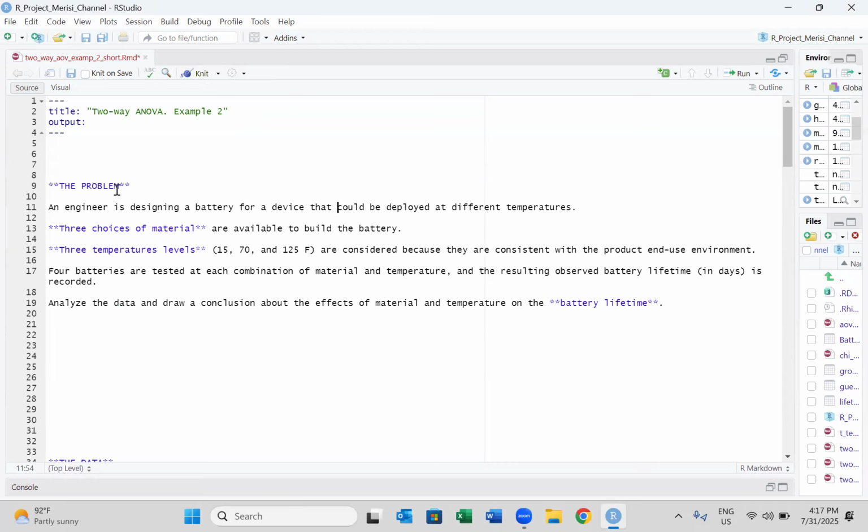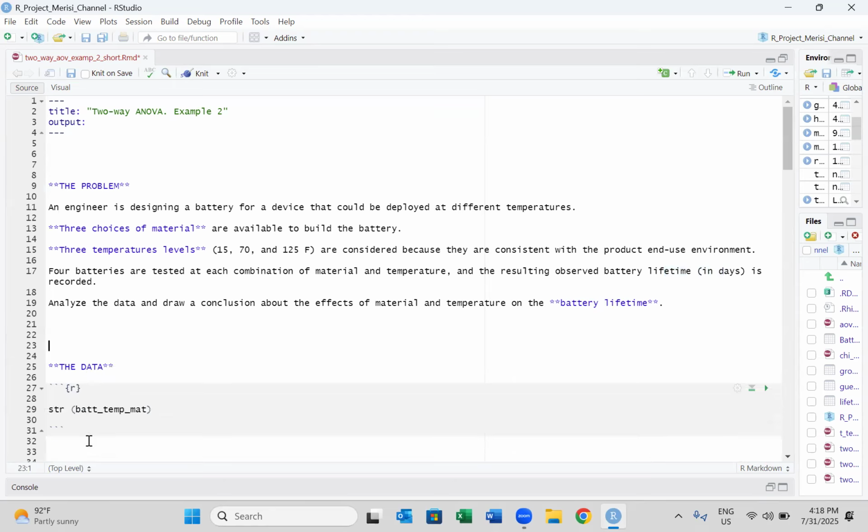All right, the problem we're facing here is related to batteries. So some researchers wanted to study the battery lifetime, okay? So that's the outcome variable in this problem. So they wanted to know if two factors influence the battery lifetime. They wanted to know if the material used to build the battery influences lifetime, and also whether the temperature at which the battery is used influences the lifetime. So we want to know if two factors, material and temperature, influence lifetime, which is the outcome, okay? And lifetime was measured in days.